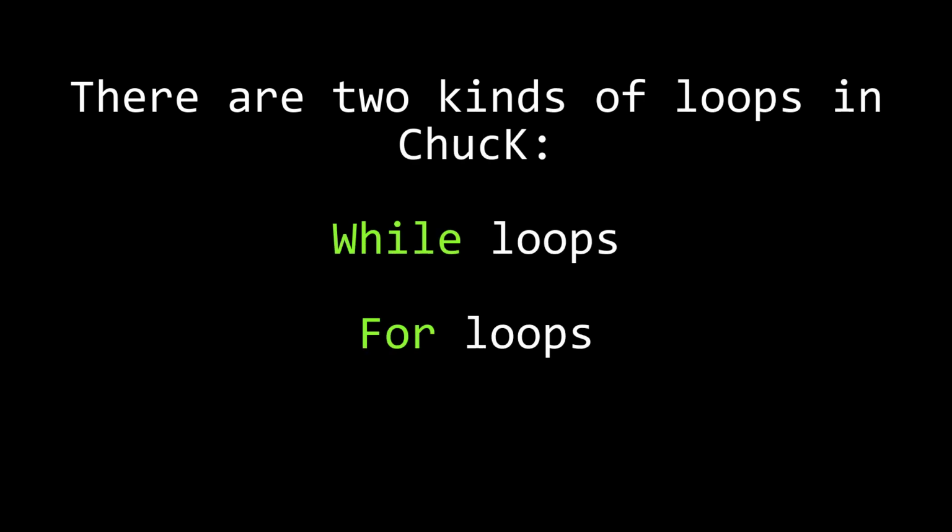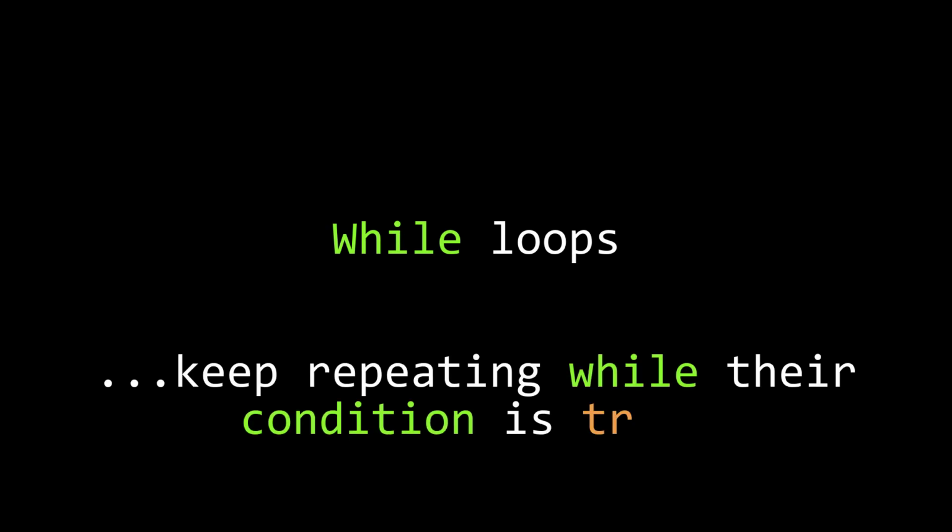In ChucK, there are two kinds of loops, the while loop and the for loop. Experienced programmers will be familiar with both of these, but stick around, team. There are a couple of interesting wrinkles in here in ChucK land that you'll want to consider. Let's start with while loops. A while loop will execute over and over while some condition continues to be true.